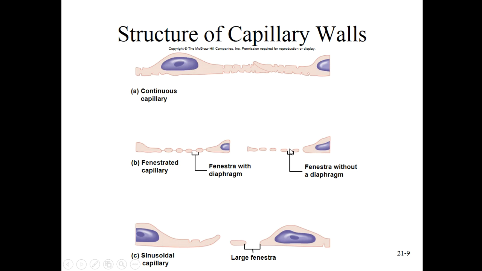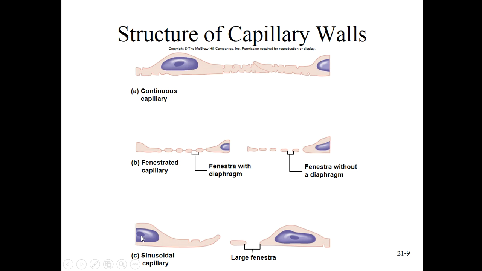These are more leaky, and we find them in a couple special places where we need the extra fluid exchange. And then these ones, sinusoidal capillaries. Look at the gaps here. They're so big that entire blood cells can come in and out.